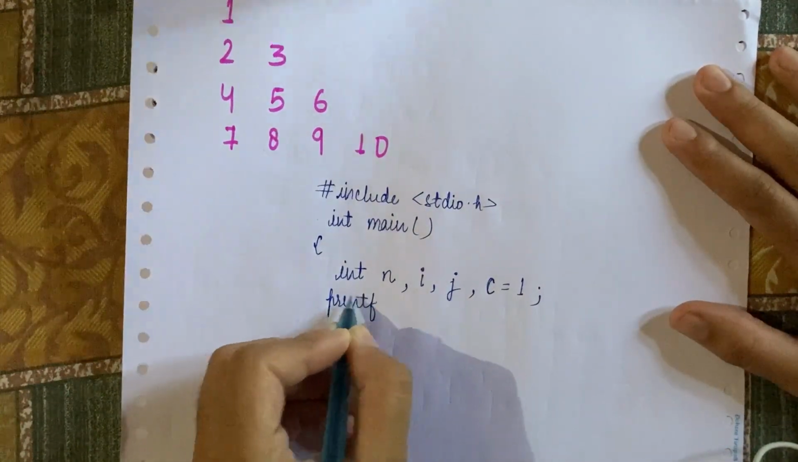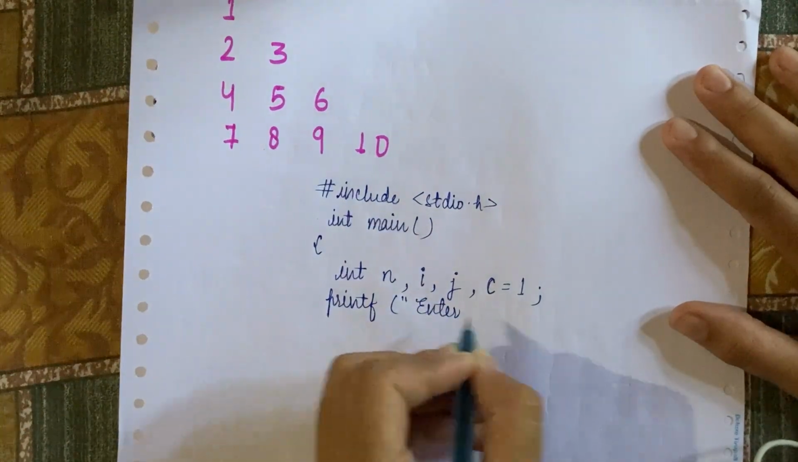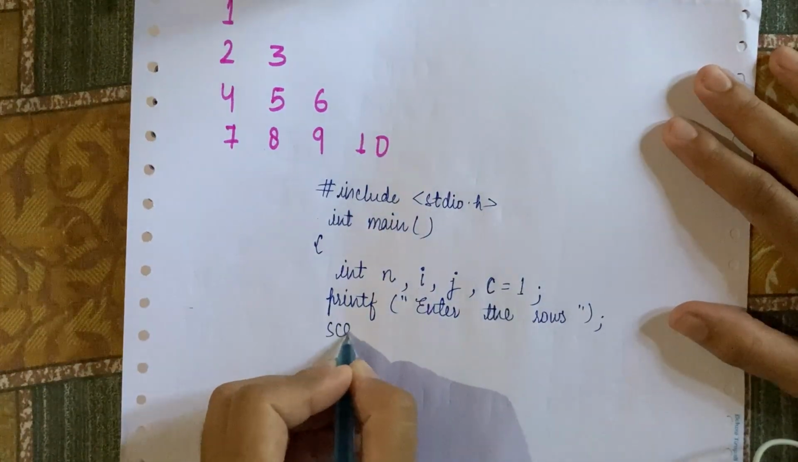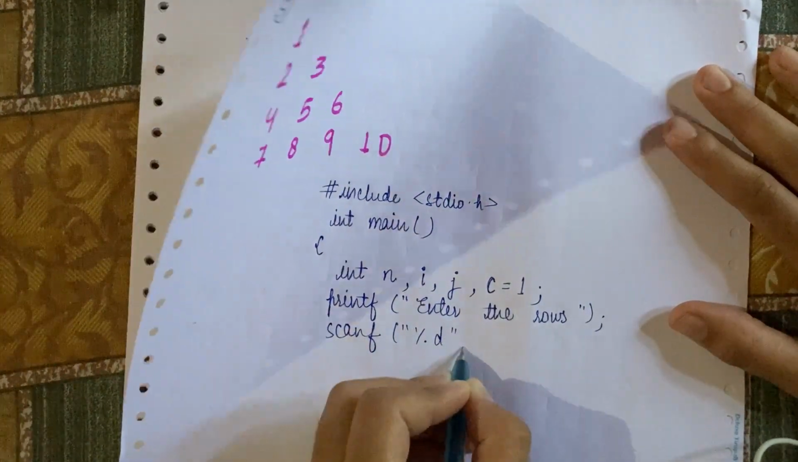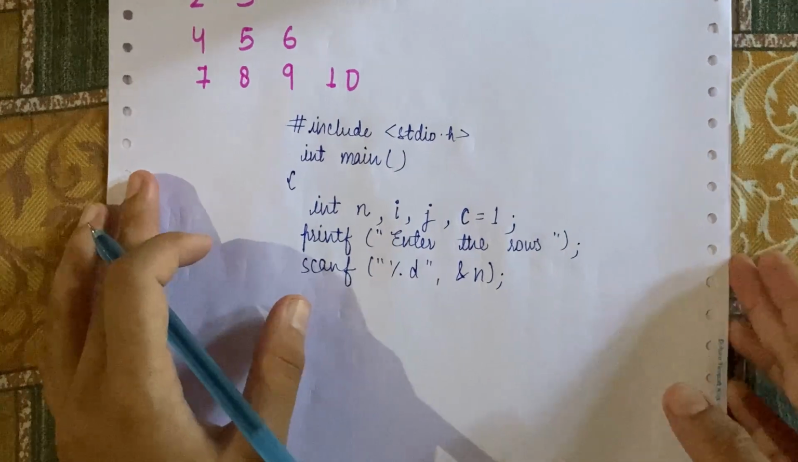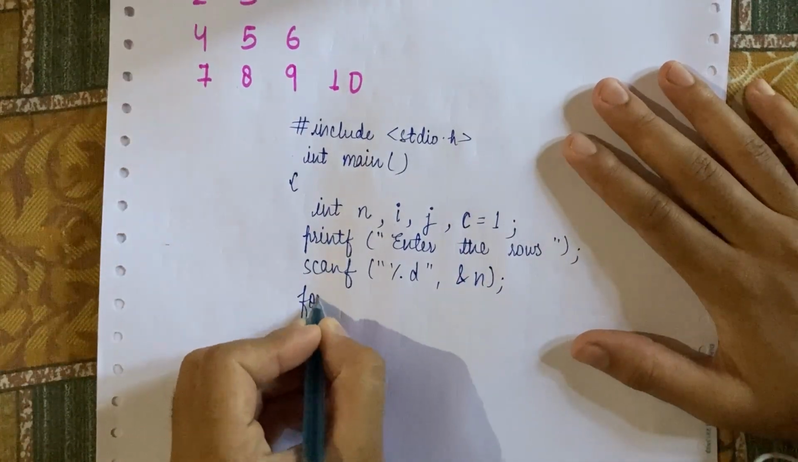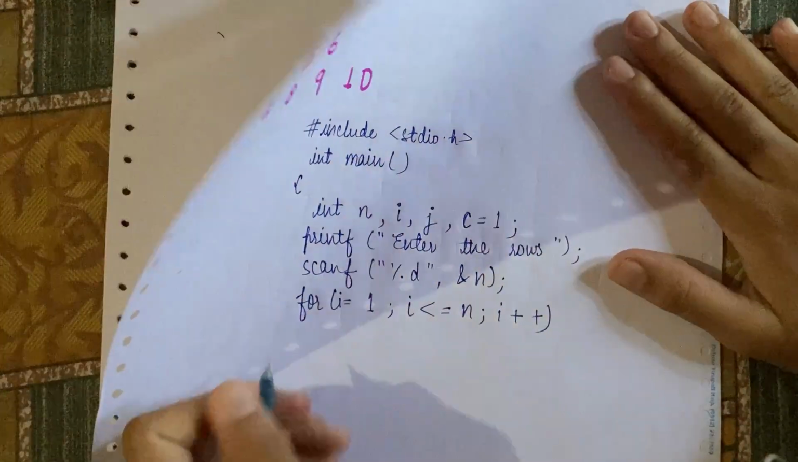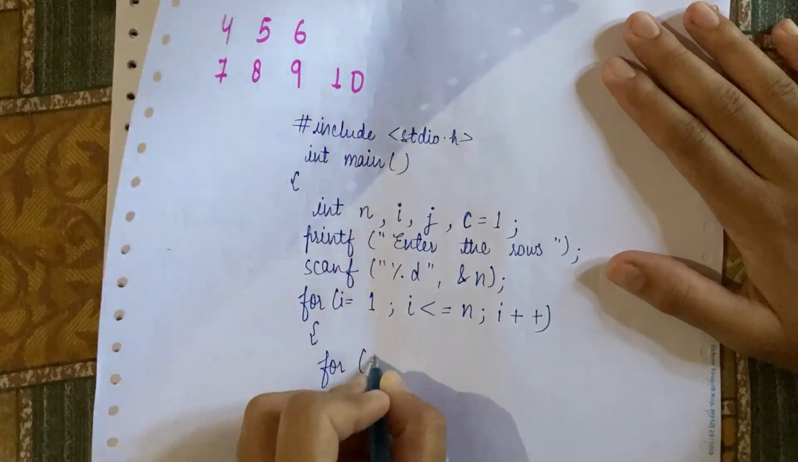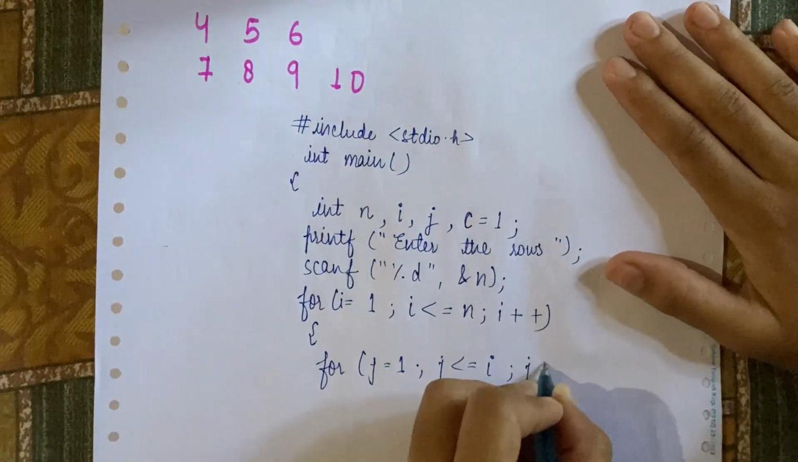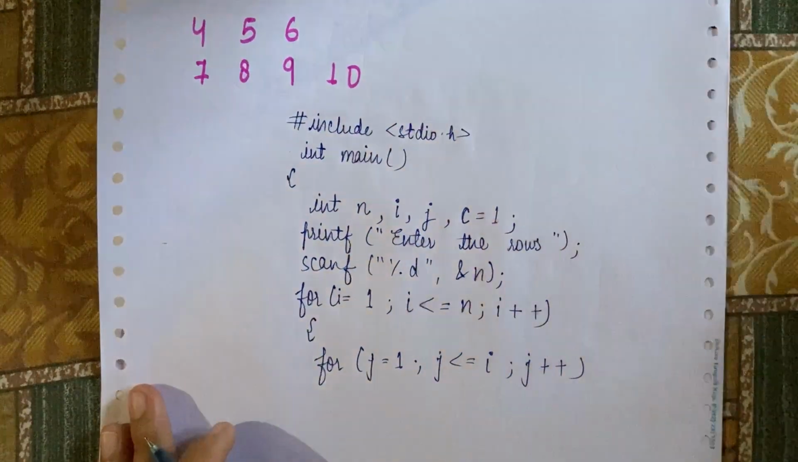So then we will use a printf command to ask the user to enter the rows we need in the pattern. So we'll scan the value, scanf %d and the number of rows. We've input n here, right? Then let's start by writing the first loop, the outer loop i, that will go till the number of rows, right? Then we have a for loop j that will run till the value of i, and it will increment by 1 every time, right?